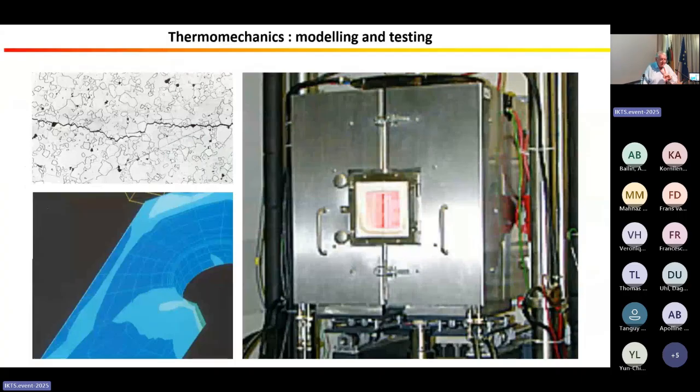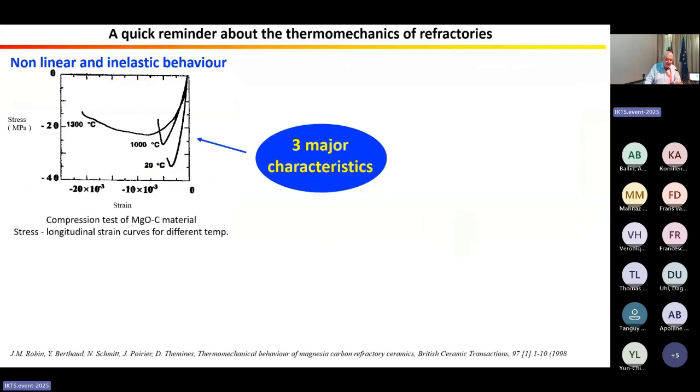Now, I would like to speak about thermomechanics, modeling, and testing. A quick reminder about the thermomechanics of refractories. We have 3 major characteristics: a nonlinear and inelastic behavior. These curves represent, for the magnesia graphite refractory, stress as a function of strain. And we observe, it depends on the temperature, but we observe a really nonlinear and inelastic behavior.